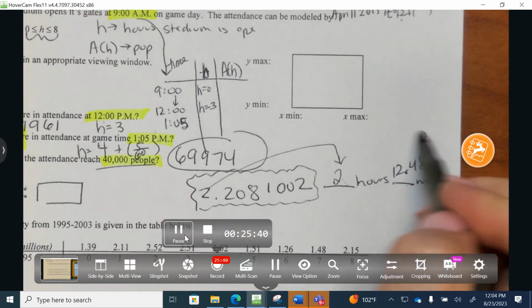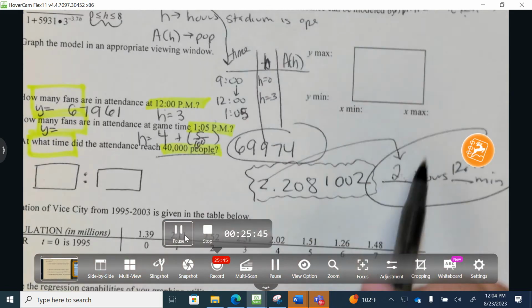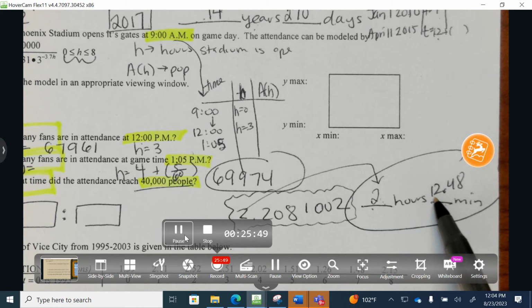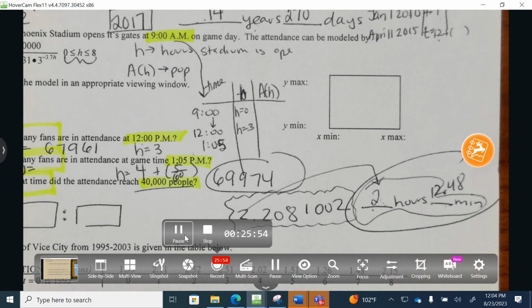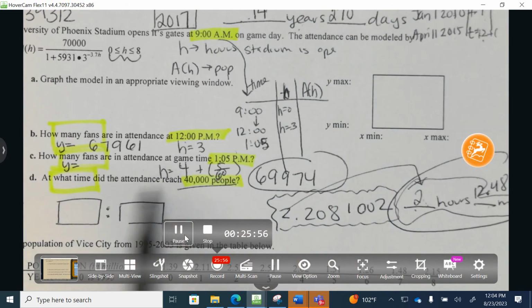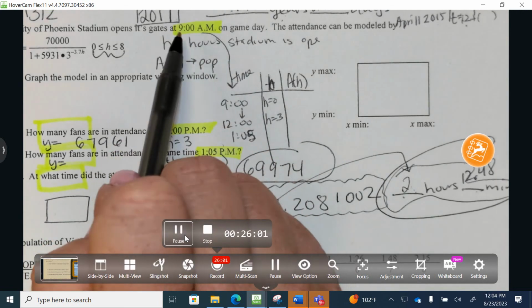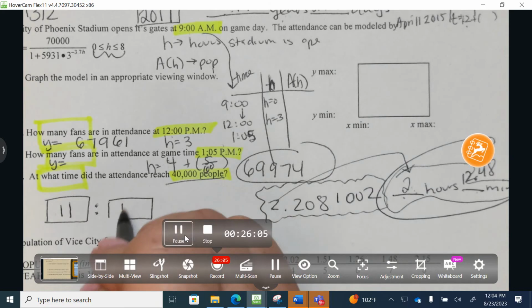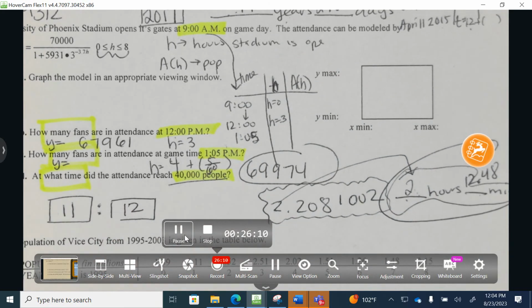Now, I need to take this. This means from when the gate opens at 9 o'clock, if from that point we had a stopwatch and we went 2 hours, and let's just round this to 12 minutes, okay? If we went 12 minutes, 2 hours and 12 minutes past this point, we can assume that the attendance would now have reached 40,000. So how do I do that? If we're at 9 and I add 2 hours, I'm going to be at 11 with 12 minutes. So at 11:12, we can assume the population reaches 40,000.